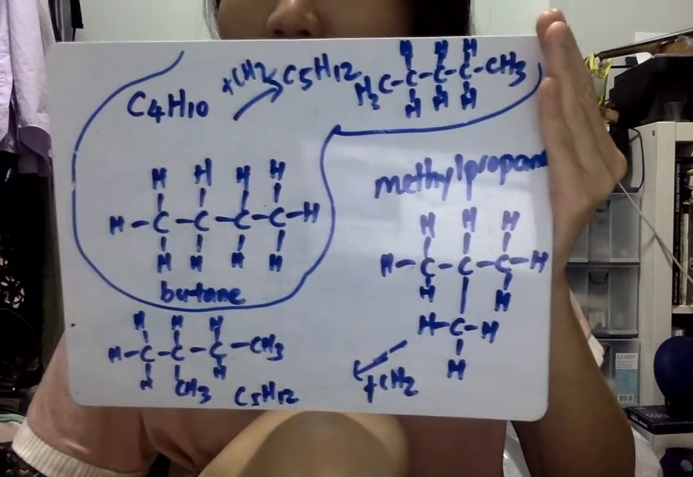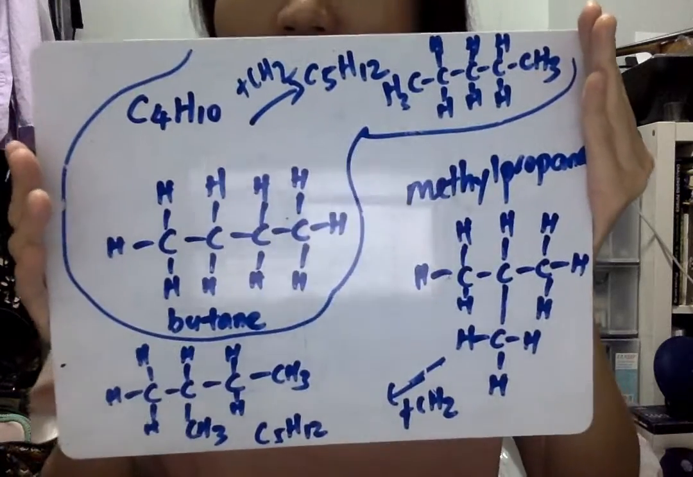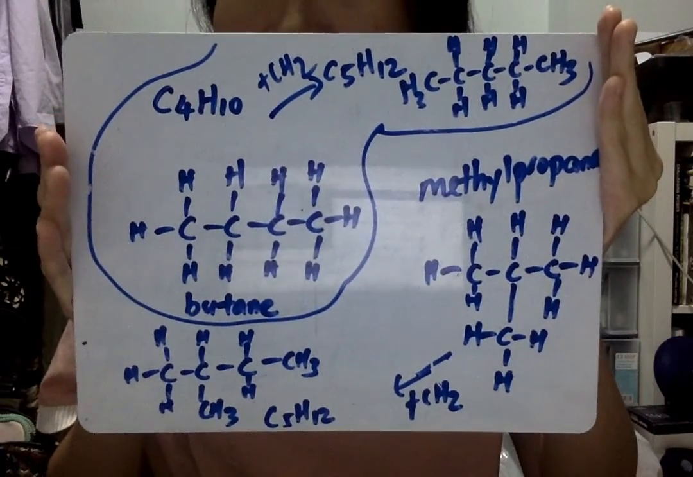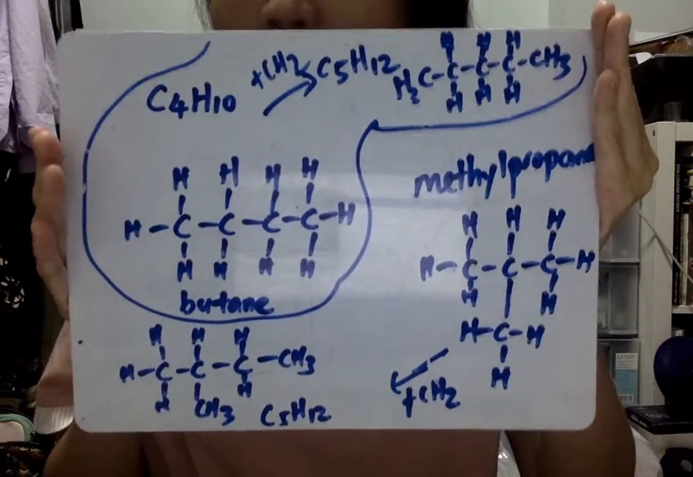So that is why the option empirical formula, molecular formula, and general formula are the same for two alkane molecules which are isomers.